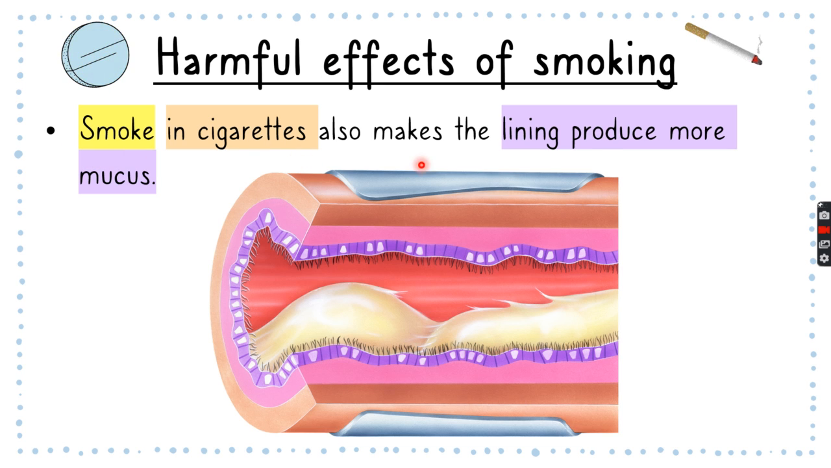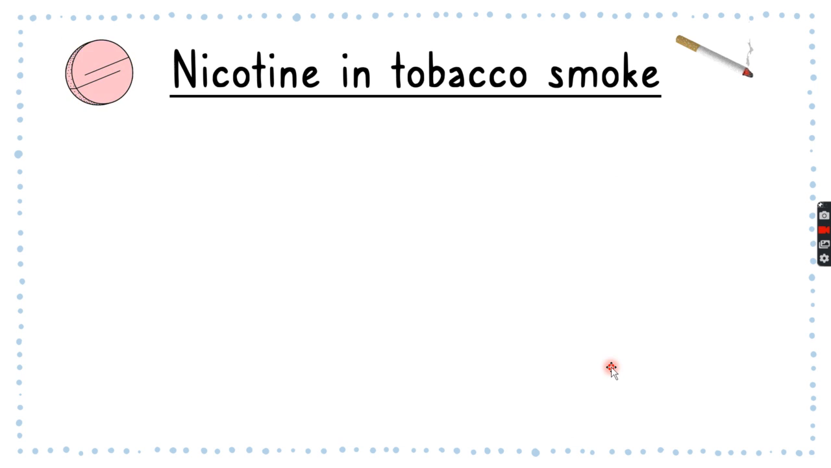Smoke and cigarettes also make the lining produce more mucus. That means the goblet cells are going to produce a lot of mucus because there are more irritants being trapped. Therefore, more mucus is needed. But the problem is that the cilia has stopped beating, and that can cause the narrowing of the passageway, and at the same time, it can cause inflammation, which means a lot of infections can occur.